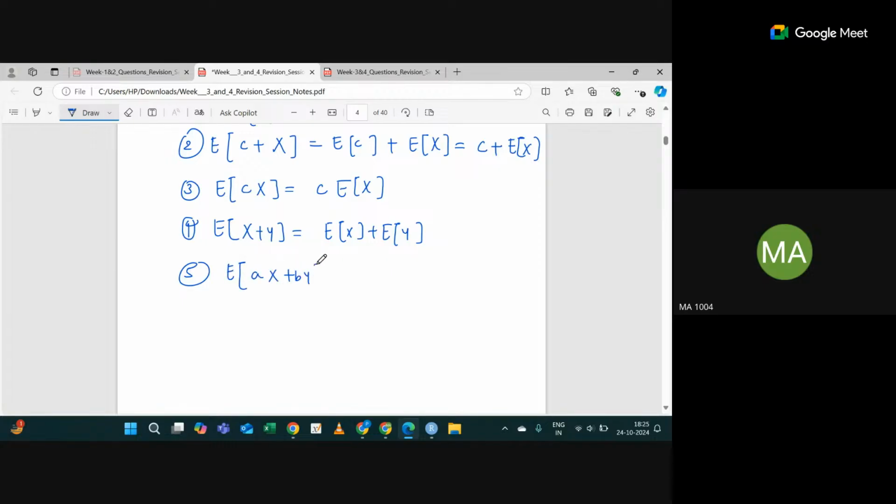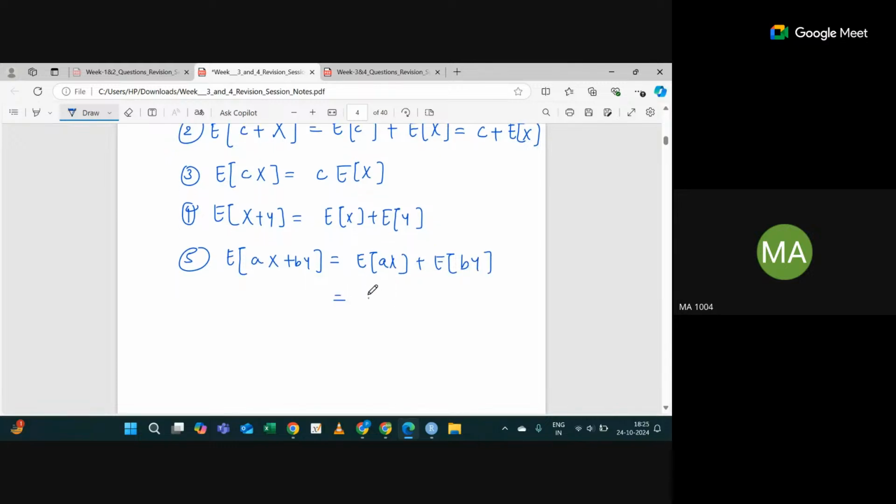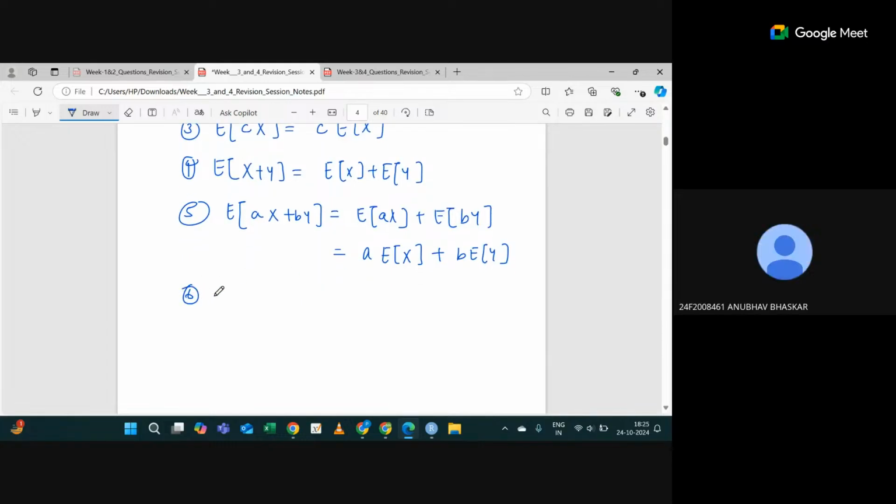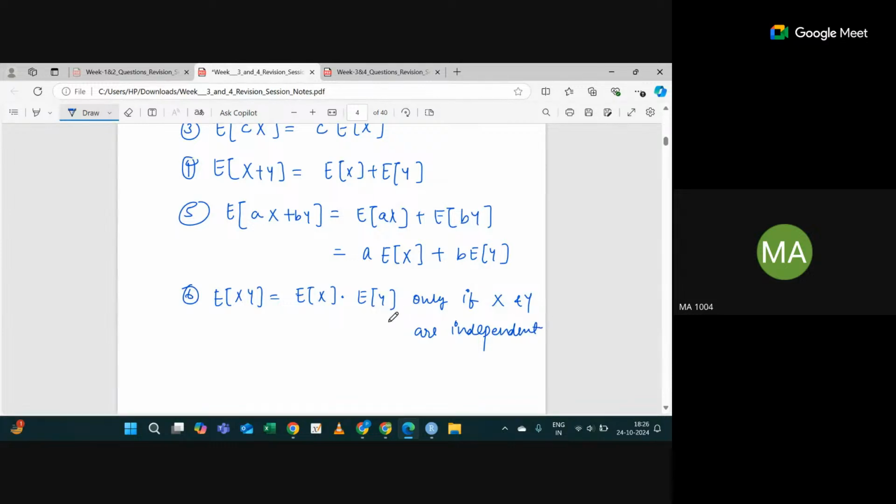Expectation of AX plus BY, I can write as expectation of AX plus expectation of BY. And this I can write as A times expectation of X plus B times expectation of Y. Everyone is getting these two parts? Yes, sir. One more thing: expectation of X into Y will be the same as expectation of X times expectation of Y only if X and Y are independent. Only in this scenario, these two will be equal.